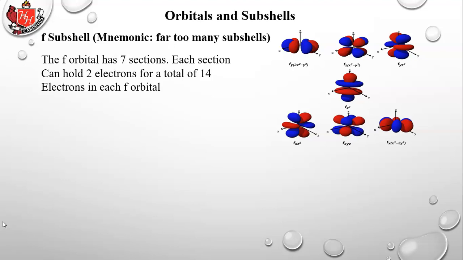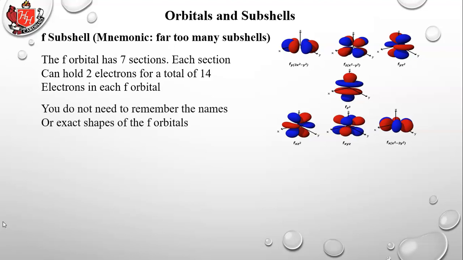So even though each of those sections has a whole lot of lobes to it, 6, 8, quite a few, each one can only hold 2 electrons. Again, those lobes show the probability that an electron will be in those areas, but each of those sections can only hold up to 2 electrons. So that's a total of 14 electrons found in the F orbital.